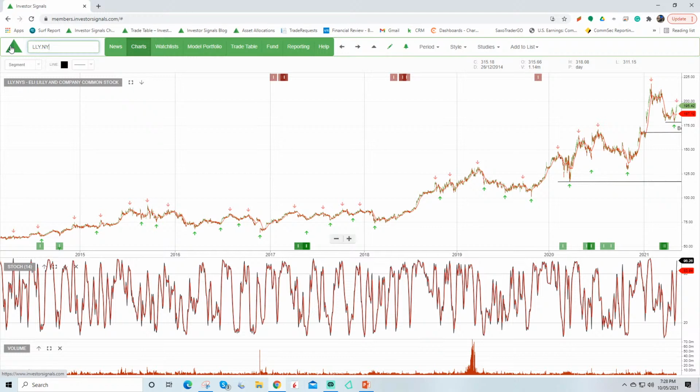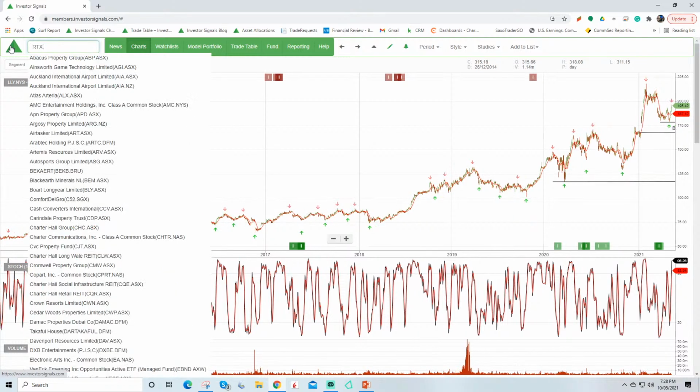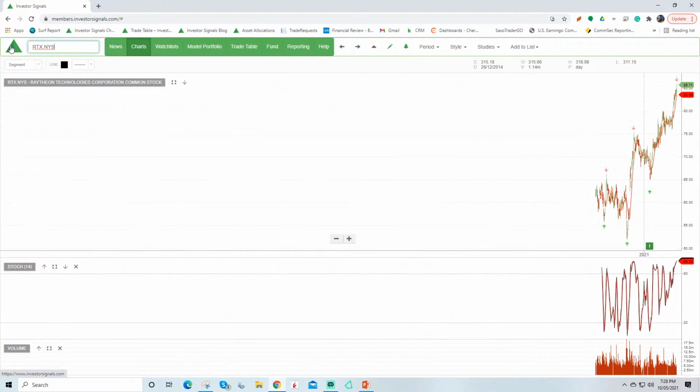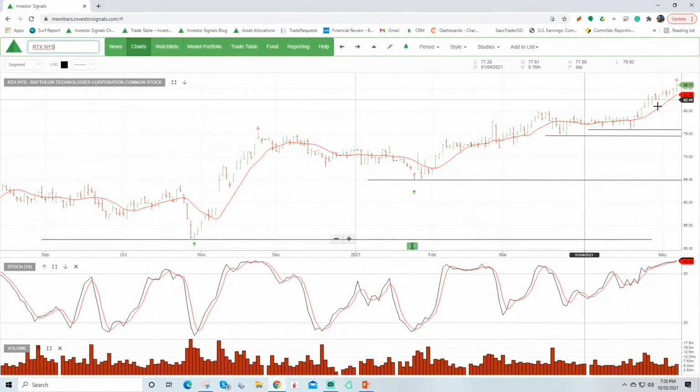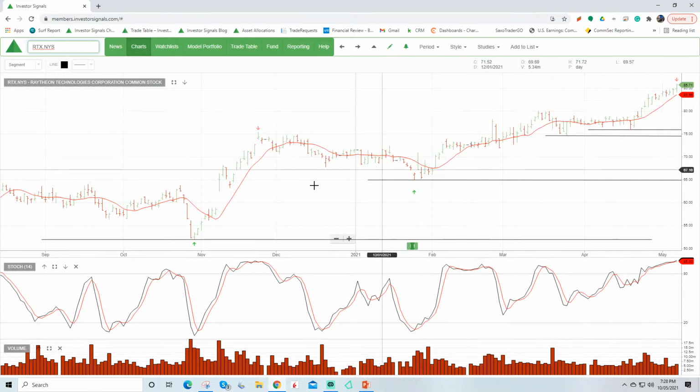So Eli Lilly, a couple of the stocks that we're overweight in the fund that I've spoken about previously is Raytheon Group. So we've been overweight this, and it's one of the better performing stocks. It's traded up from around $55 to $85.